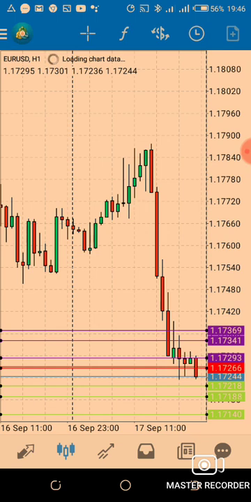I will say if it gets to the first purple line, which is my resistance 1, it should start coming down. And if it does not come down and it continues to go up, I can place my stop loss at the third resistance level. So that is how to trade a pivot point.